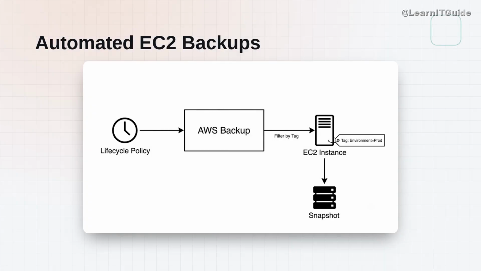For project 2, we are automating backups. Think of this like a digital insurance policy. You will use AWS Backup to create a lifecycle policy that automatically snapshots your instances at midnight. Tagging is the key here. Your automation will look for specific tags to decide what to back up.